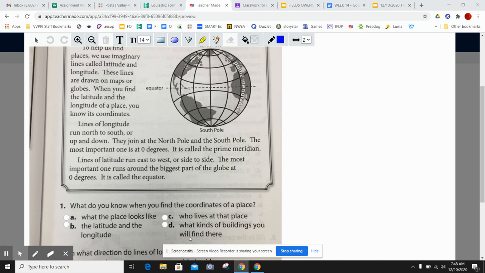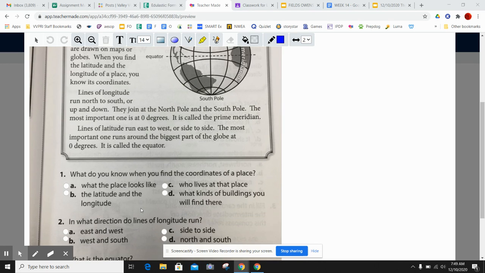So looking for our answers: what the place looks like, the latitude and longitude, who lives at that place, what kinds of buildings you will find there. What if we use this latitude and this longitude and we're right here? There's no buildings, it's the ocean, right? So again, we're going to use the answer B, the latitude and longitude.